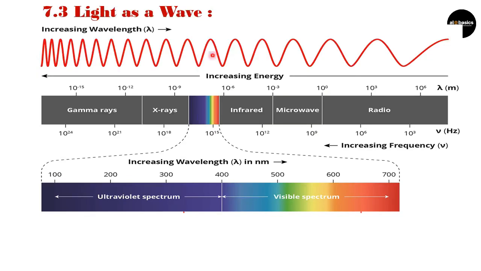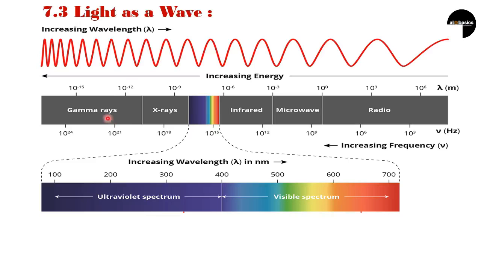So for the wave, the wavelength is increasing, and here you can see the wavelength values given: for gamma rays it is in the range of 10 raised to minus 15 to 10 raised to minus 12, whereas X-rays are in the range of 10 raised to minus 9, and we are moving from 10 raised to minus up to 10 raised to plus range. So the wavelength is changing from 10 raised to minus 15 meters to 10 raised to 6 meters. That is a wide range of wavelength.